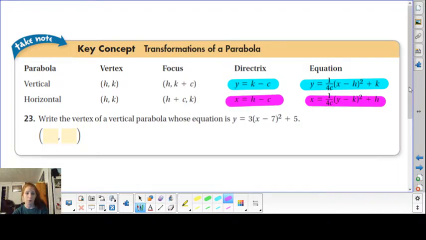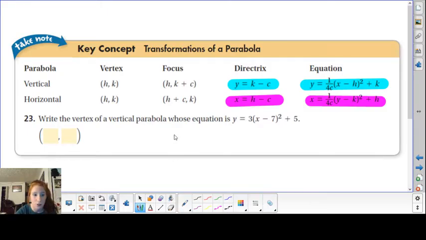Something else I want to point out. In the equation for horizontal, since my y is on the right side with stuff, it's going to be y minus my k value. So my letters have to correspond. My equation is going to be opposite. My vertex is opposite of what I see when it's x equals. Typically, we're used to saying this, then this, but because it's flipped, we have to flip it. And we'll see an example of that in a little bit.